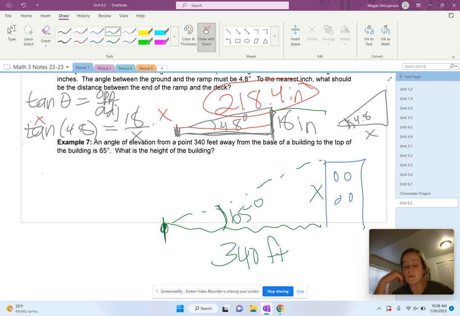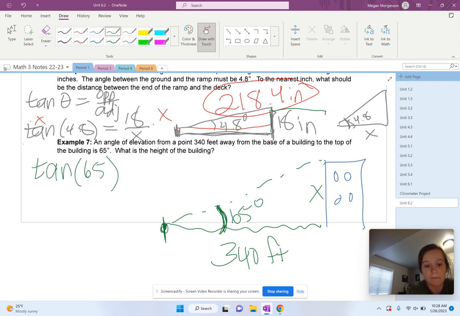Again, we've got angles and we've got sides, which means we're going to use the trig ratios. Look at what sides we have and what we need to find. That's going to help us figure out which ratio to use. If this is our angle, we need to find opposite, and we have adjacent. Opposite and adjacent means we're going to use tangent. So I'm going to write this out. Tangent of theta, which in this case is 65 degrees, equals opposite, so X, over adjacent, 340.